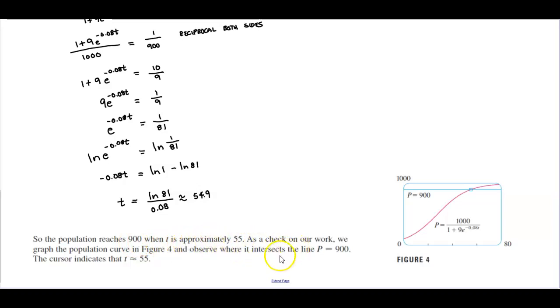And as a check on your work, we can graph the population curve in figure 4 to the right here and observe where it intersects the line p equals 900. So if you followed your cursor, it would indicate that at the value of t, which would be approximately 55.